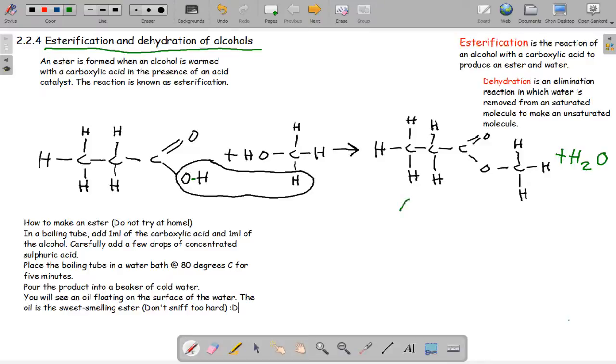So this will be methyl. I had a slight problem writing the word methyl today. So this is methyl propanoate.